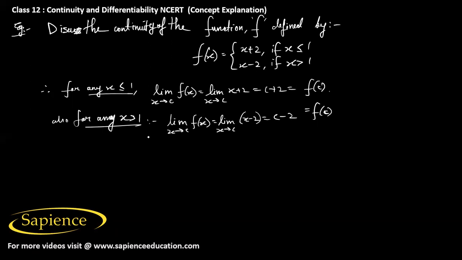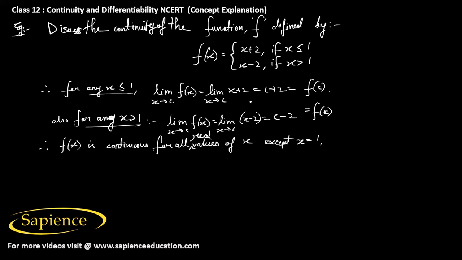So therefore you can say that the function f of x is continuous for all real values of x except x equal to 1. Now we need to check the continuity at x equal to 1.